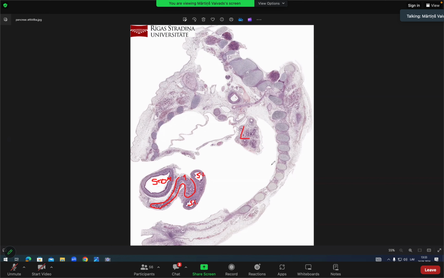There's also lungs, letter L, lungs, vertebral column, and the trachea as well. This is a unique slide. One, here, number one, pancreas development.